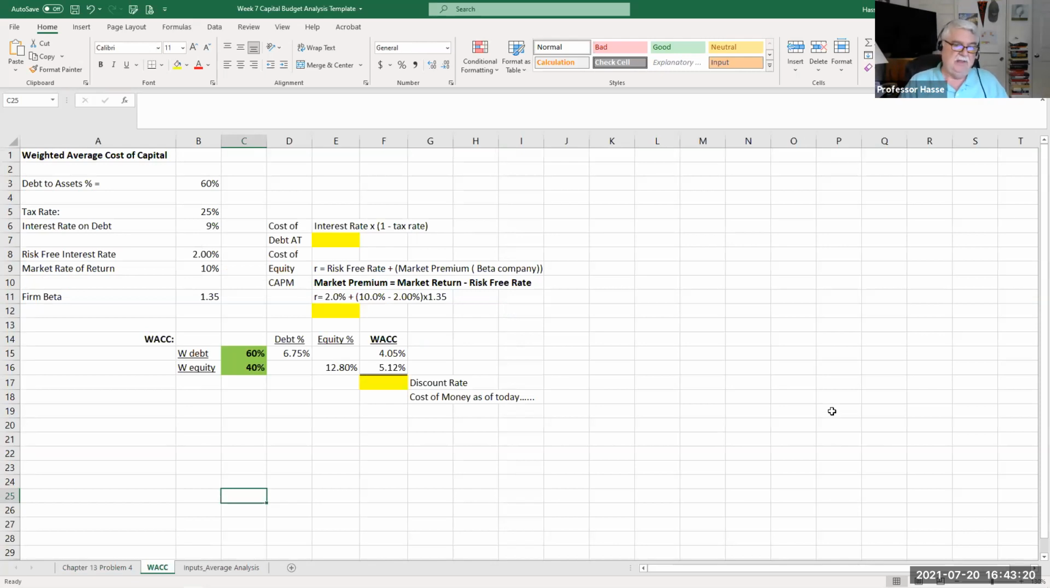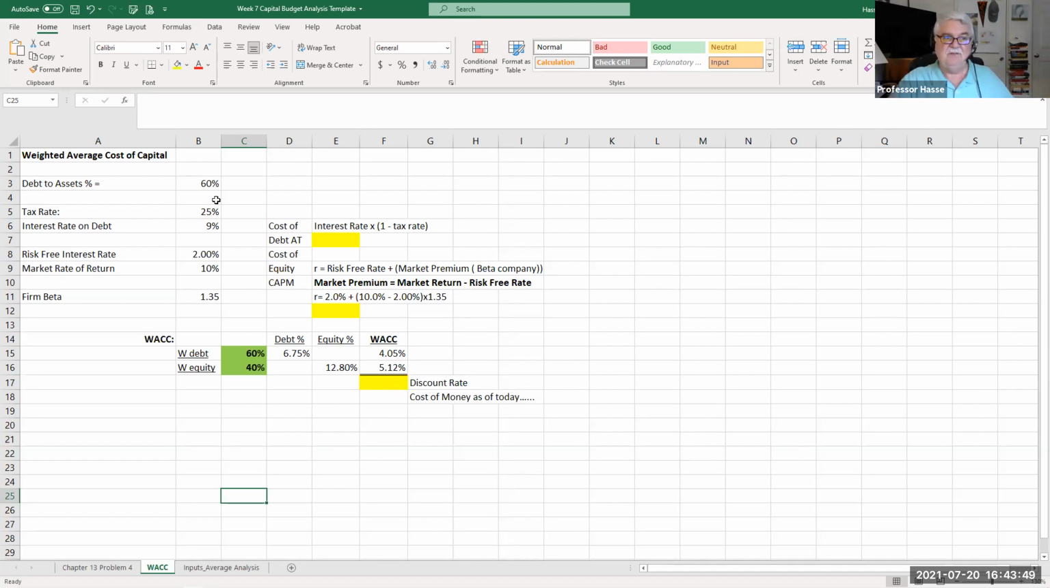Now let's take a look at another tab in this week 7 capital budget template review spreadsheet. We've done problem 4 in Chapter 13 here. Now we're doing another weighted average cost of capital. See if you can use this spreadsheet that you download and do it yourself. But here are the specifics for this one. Notice it's set up exactly the same way as our problem out of Chapter 13. But in this case, the numbers are a little different.